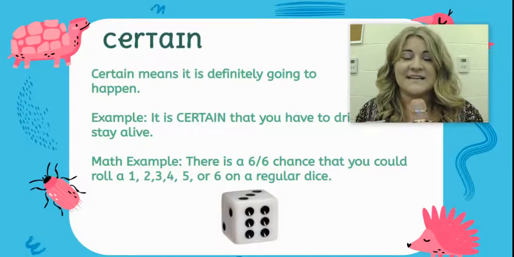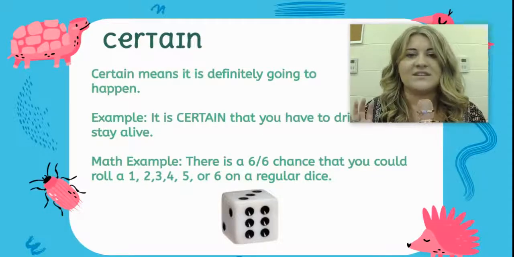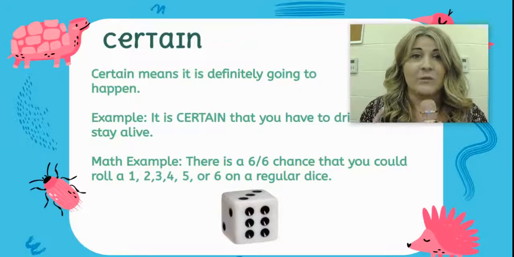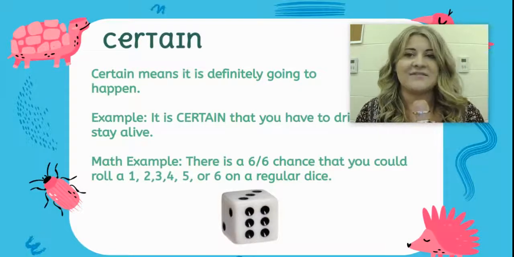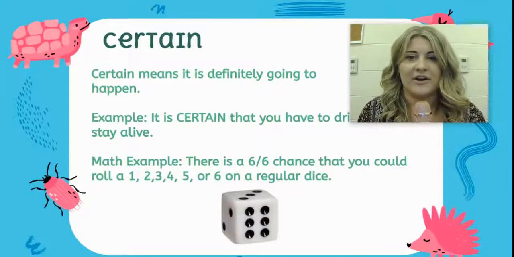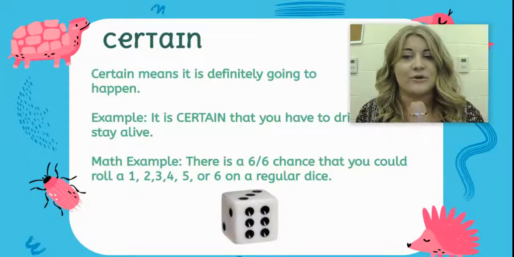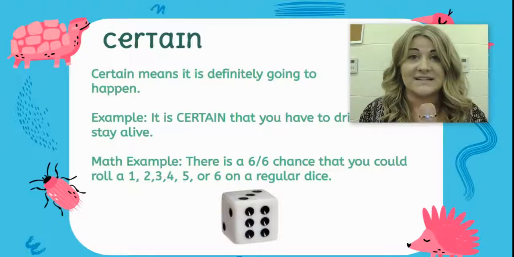For certain means that it's 100% going to happen. It is certain that you have to drink water to stay alive. That is a fact. If you don't drink water, you're not going to live very long. Our math example is that there is a 6 out of 6 chance that you could roll a 1, 2, 3, 4, 5, or 6 on the dice.